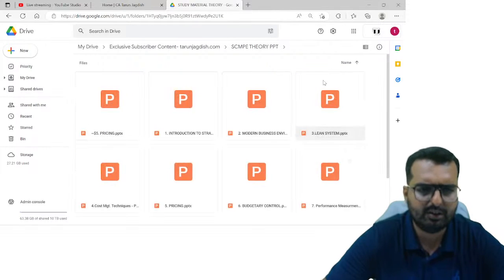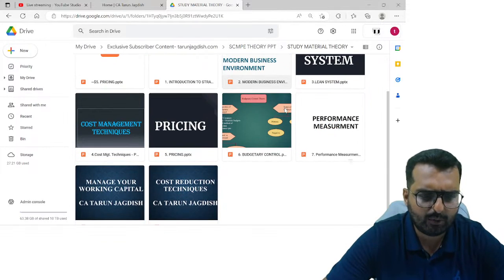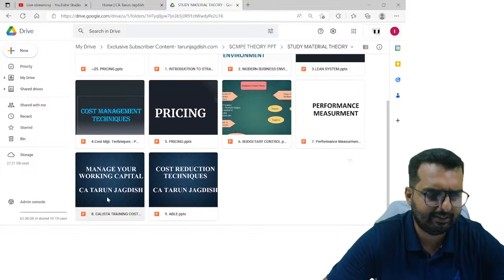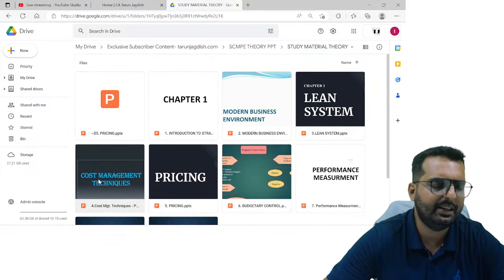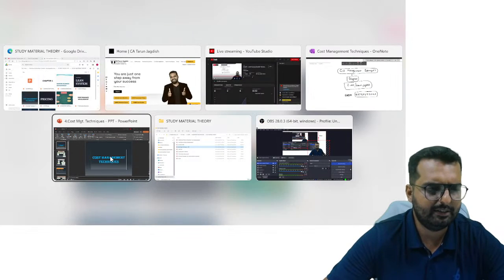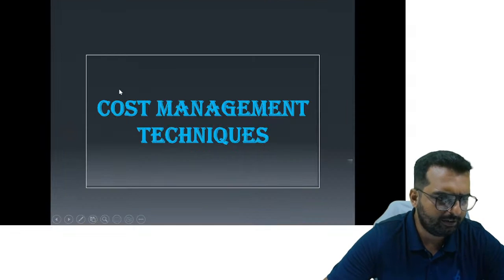Study material theory, that is what we are going to do now. In this, we are going to do cost management techniques. Pricing, lean system, cost management techniques. This is the PPT that we are discussing right now. So shall we start with this positively now, friends?